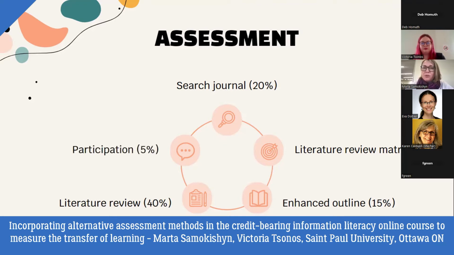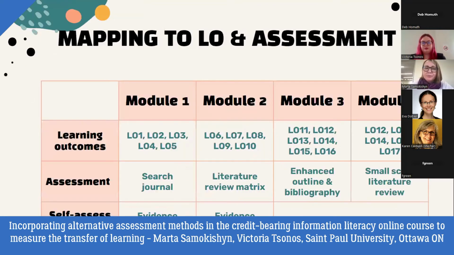So when it comes to the evidence journal, what we did, we mapped it to the learning outcomes and assessment. So at the end of each module, so we had 4 modules in total, learning outcomes for each, as well as assessment for each module. And then we had a self-assessment element, which was in the form of evidence journal. So in this iteration, we actually only had 3 evidence journals, and then in the future iterations of the course, we had 4 evidence journals, 1 for each module.